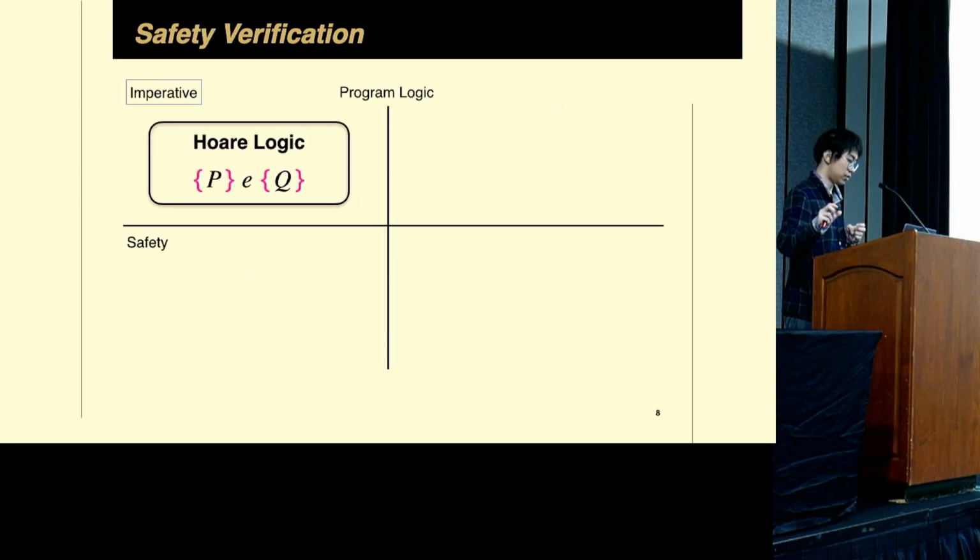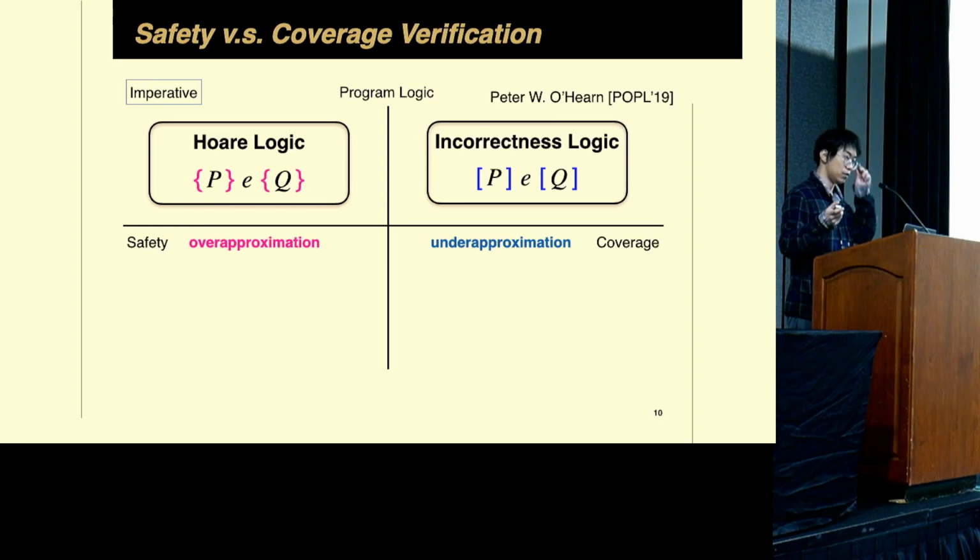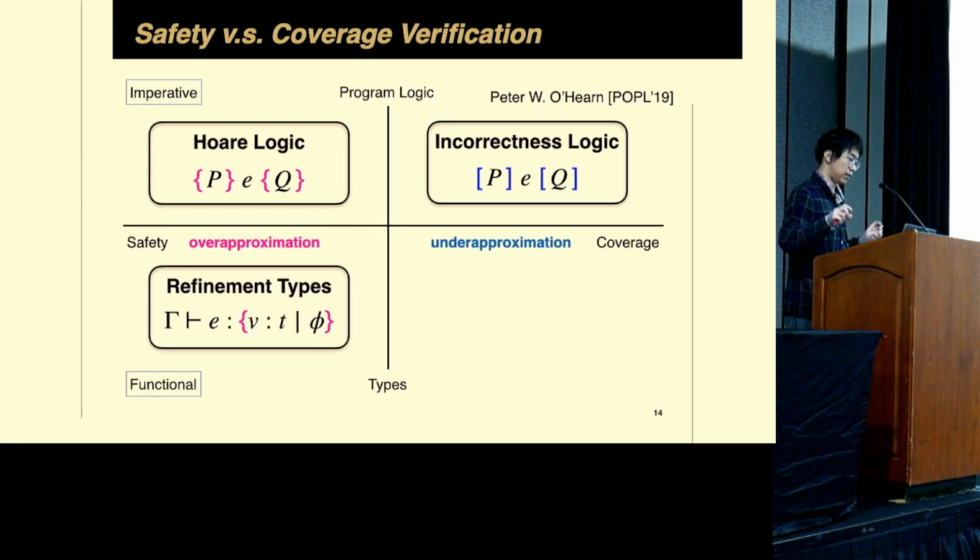In imperative languages, people typically use program logic, like Hoare logic, to verify safety correctness, where the precondition P and postcondition Q are interpreted as over-approximations. Recently, people introduced incorrectness logic, where the pre- and postconditions are interpreted as under-approximations, and incorrectness logic can prove that a program is indeed buggy, meaning the behavior of the program can cover some buggy situation. On the other hand, in functional languages, people use types like refinement types to do safety verification, and the qualifier phi in the type is also interpreted as an over-approximation.